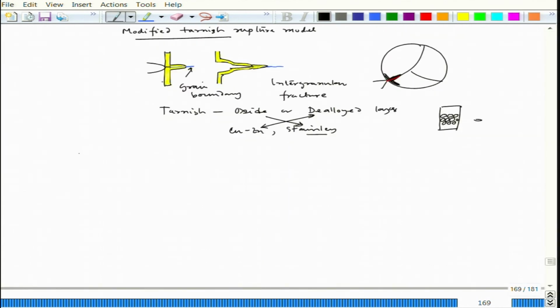Now, another model which is there is called the film induced cleavage mechanism.